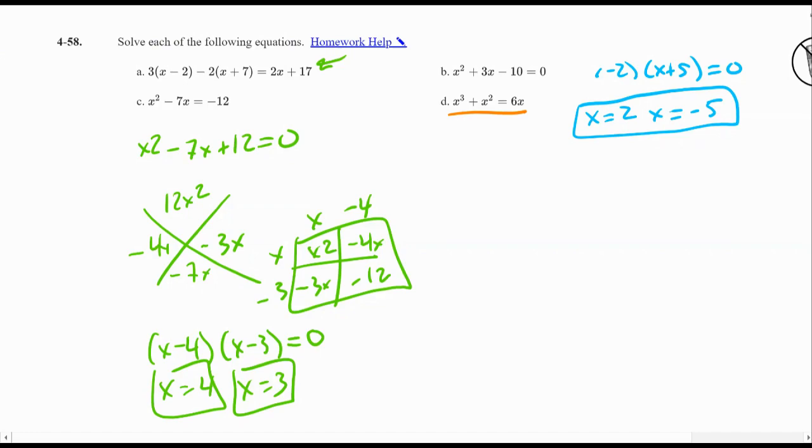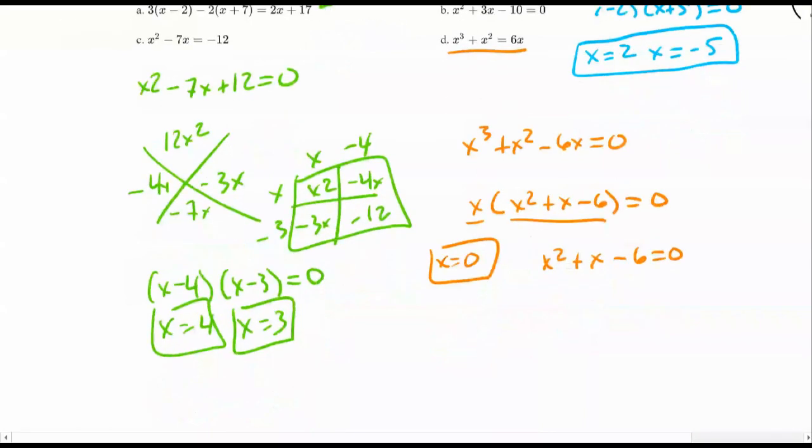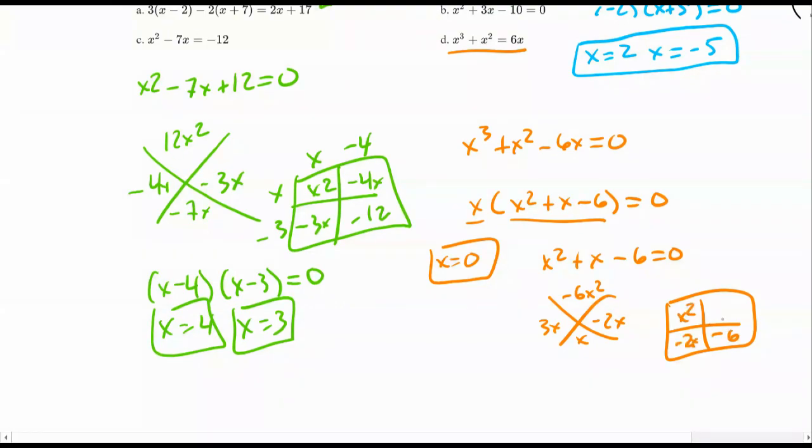Now, for my last one, I have x cubed. So I'm first going to set it all equal to 0 by subtracting 6x from both sides. Now I'm going to factor out the greatest common factor. And now I'm going to solve each of these pieces for 0, right? So I'm setting this one equal to 0. So there's my first solution. Then I'm setting this equal to 0, and I'm going to, again, try to factor this here. So negative 6, x squared, x, 3x, and negative 2x. Throw it in the box: x squared, negative 6, negative 2x. I get x plus 3 and x minus 2.